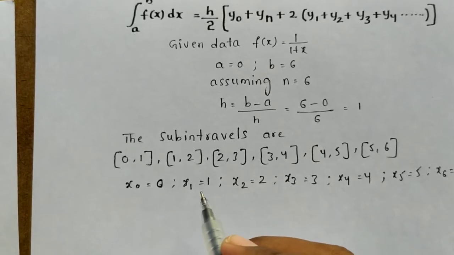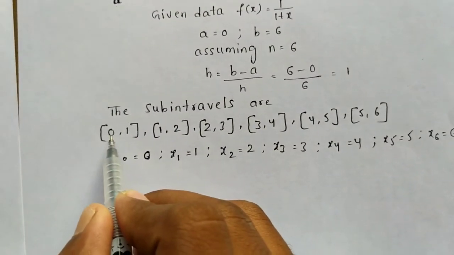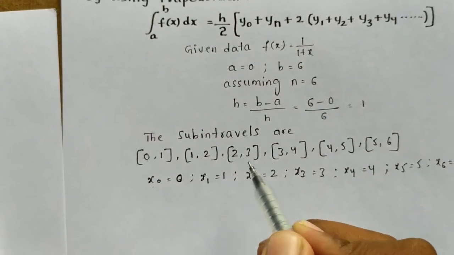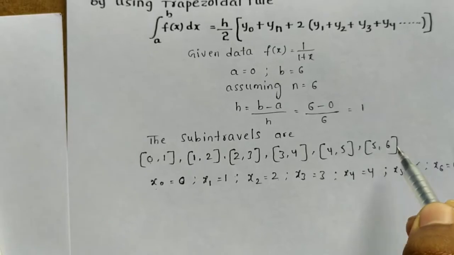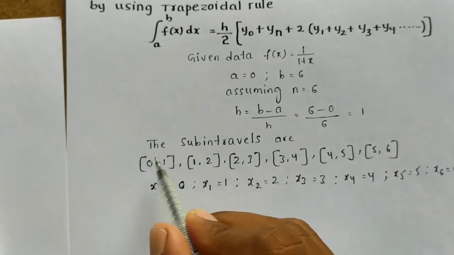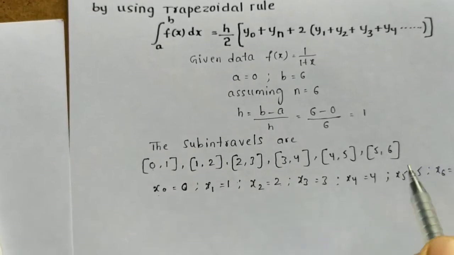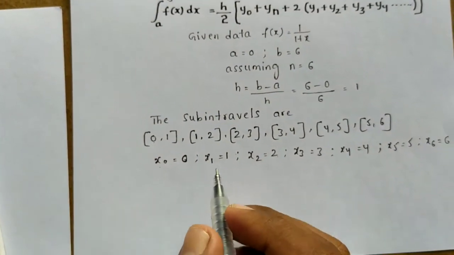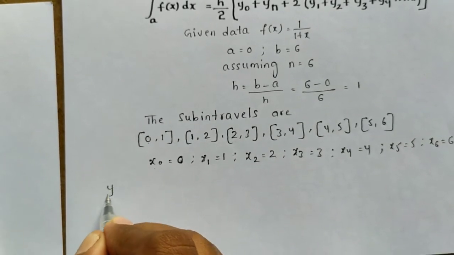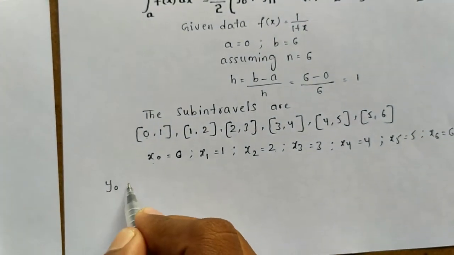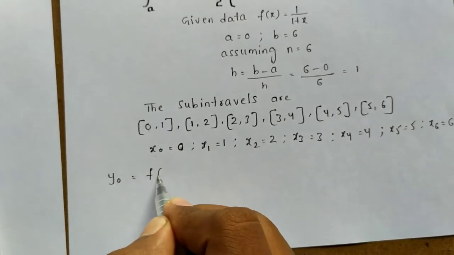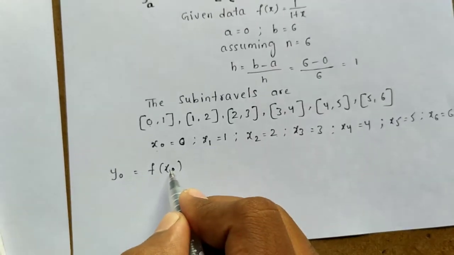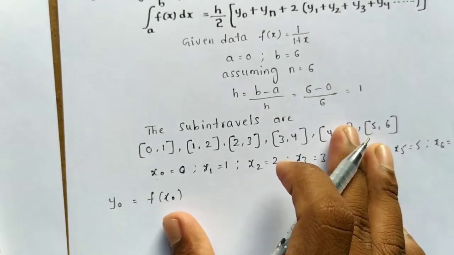Here we denote these values as x0, x1, x2, x3, x4, x5, and the final value is x6. Denoted these values with the signs, and you can find out the values of y0. First, find the value of y0. Here the value of y0 equals f of x0. Substitute the x0 value in the given function.